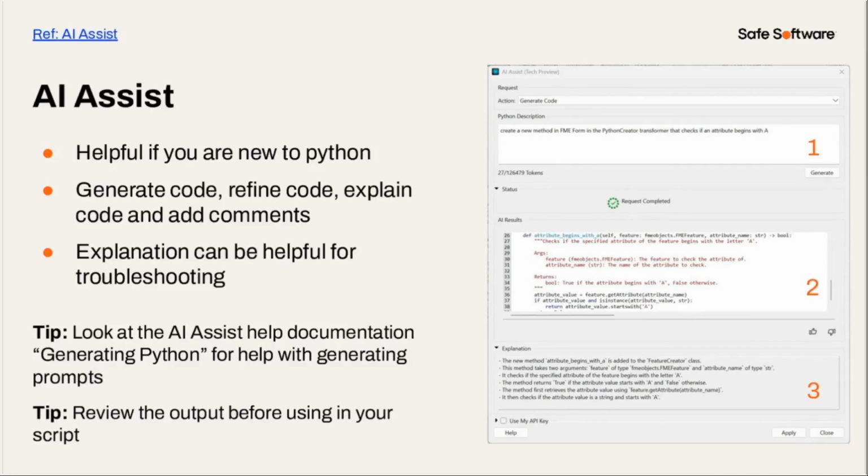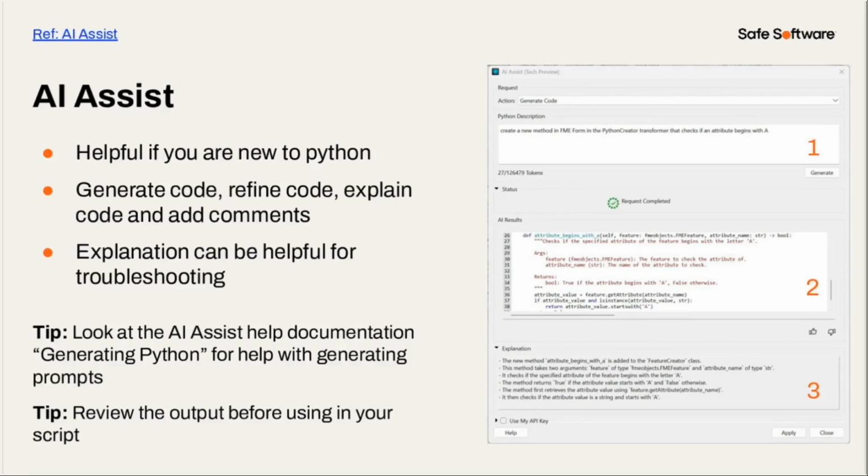And the explanation can be helpful for troubleshooting. Even if you put the error you're getting into the Python description box, it will explain where this issue might be. So this would be a great starting point if you're stuck. And finally, it can add comments. You can see here in the all results box, which is number 2, the AI Assist also added comments in there. A tip for using the AI Assist is to look at the help documentation, specifically the generating Python section. This can really help guide you in the right direction when generating those prompts.